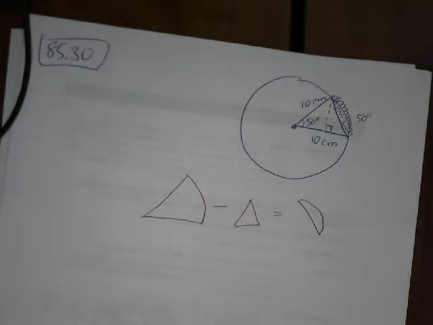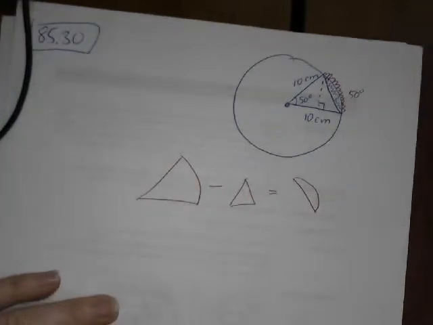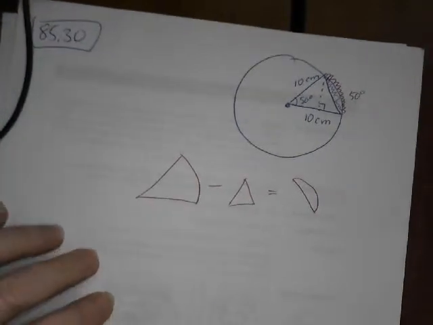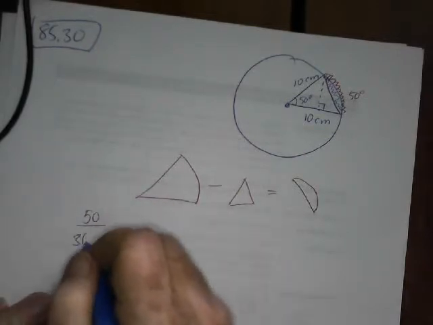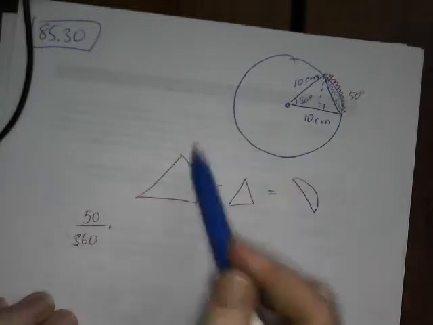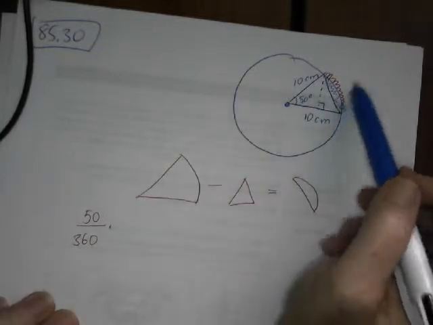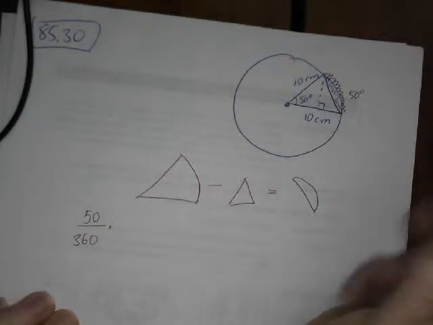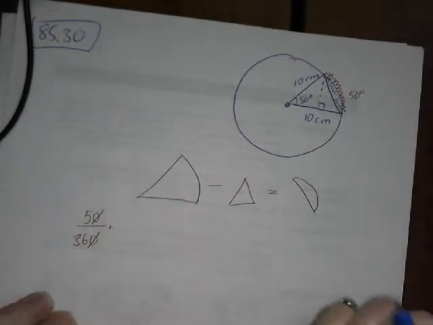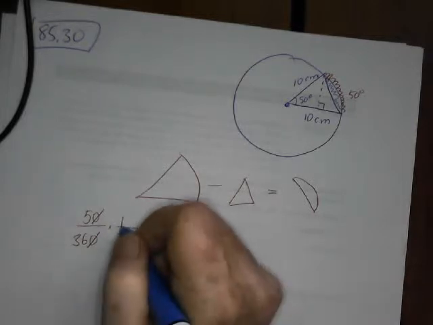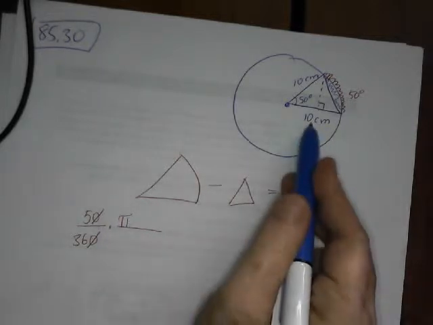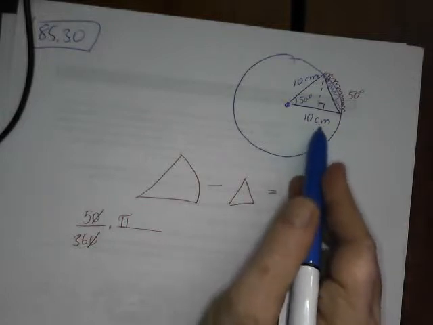Okay, so how do I find the area of the sector? Well, I think that's pretty easy. I'll find the area of the circle and multiply it by 50 over 360. So I want 50 360ths of the area of the circle, and that'll give me just the area of this sector of the circle. I can actually reduce that, can't I? So area of a circle is pi r squared. Pi times r squared, well, that would be 100, right? 10 squared is 100.